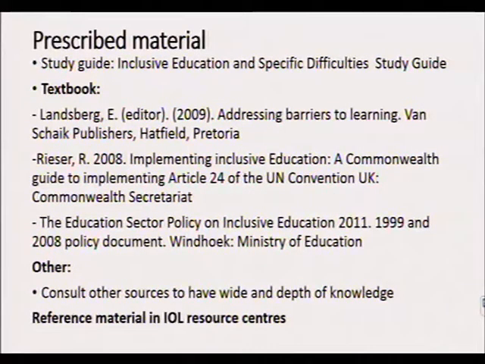Firstly, the prescribed material. Very importantly, your study guide. Your study guide is your first guide to show you, based on the exit learning outcomes, what you need to study and what you need to focus on. The textbooks that we also recommend are Landsberg and Reiser. Reiser, you can get the internet copy also if you go online, if you Google. Reiser 2008, but there's also a new copy out of 2010. And then the sector policy on inclusive education from the Ministry of Education, Arts and Culture.